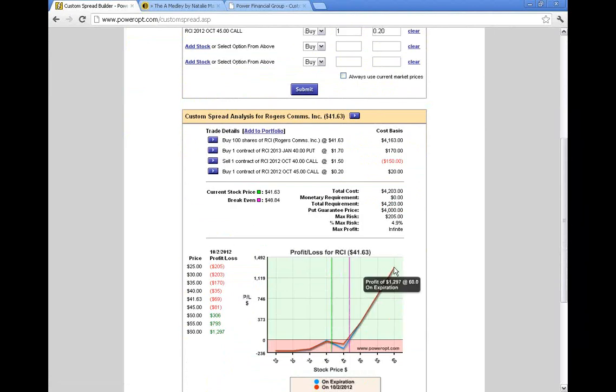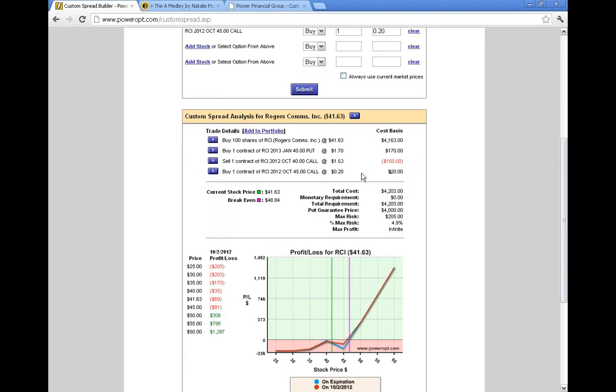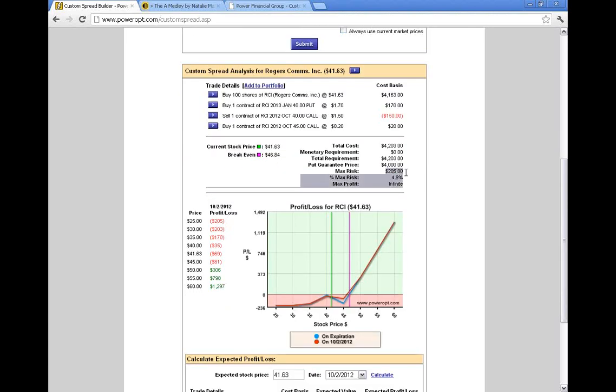So now there's a 4.9 risk because of this cost basis here. If we bought the stock at 41.63, Kurt, and we bought the 40 put for $1.70, that would put us at a cost basis of 43.33, and we have the $40 put. So that would have been $3.30 at risk on the downside. Now by adding the... I was going to say the maximum risk is a dollar amount here of $2.05, $205. Okay.